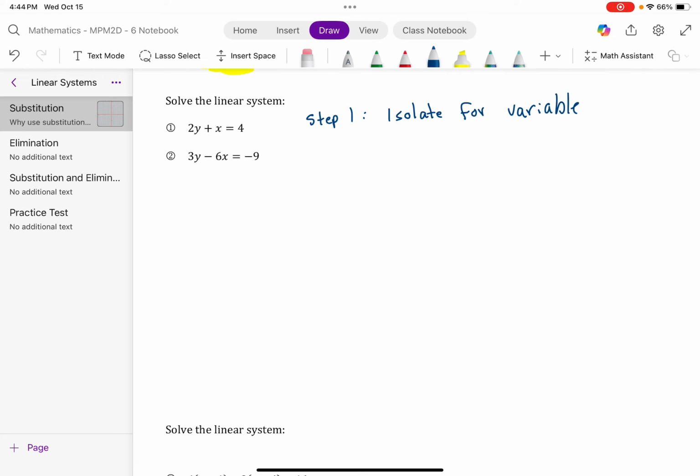It doesn't matter which variable you isolate for. You could isolate for y, you could isolate for x. You will ultimately get the same answer. So pick whichever variable is easiest to isolate for.